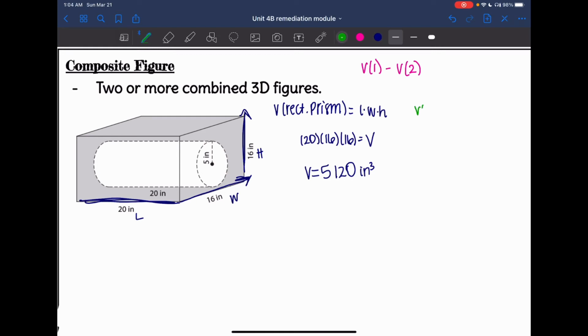The volume of a cylinder is equal to pi times my radius squared times the height. So remember, the radius is the segment on your circle that starts at the center and goes to the outside of my circle. So my radius is going to be 5.